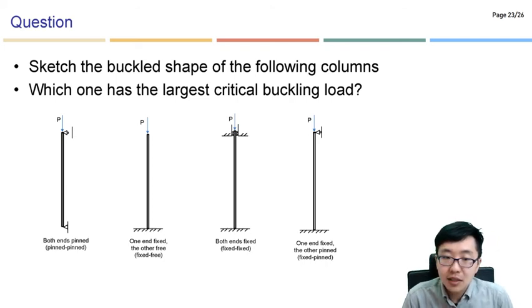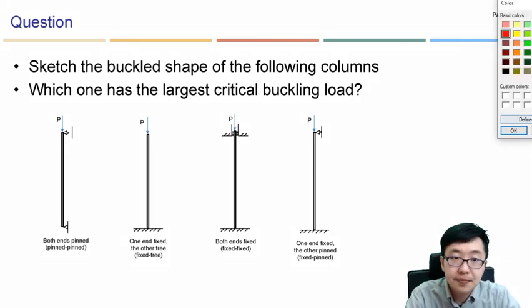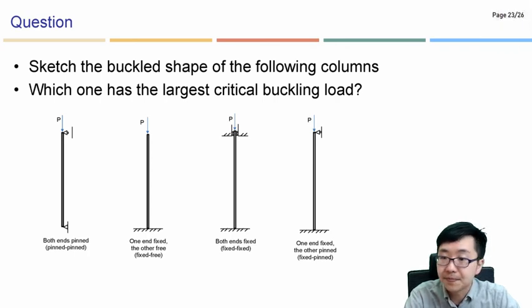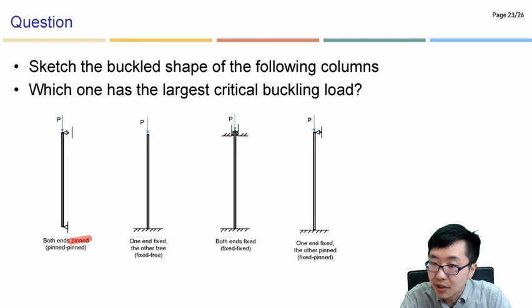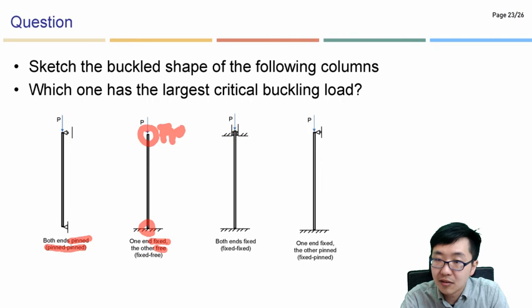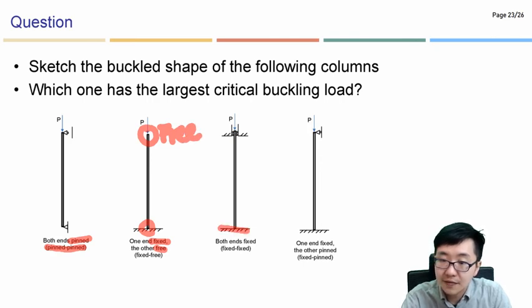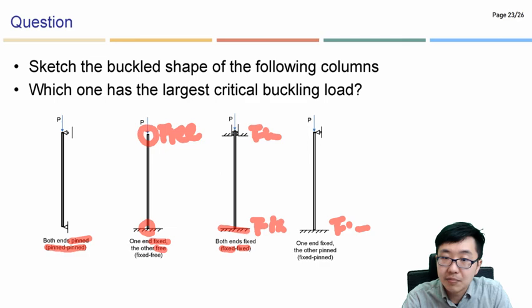So if someone asks us how we're gonna sketch the buckled shape of the following columns, as you can see here, we need to focus on the boundary conditions. Like here, this is both ends pinned, the pin condition, and this is fixed, and the other part, this is free. And in this case, this is fixed, and this is fixed, and this is fixed, and this is pinned.